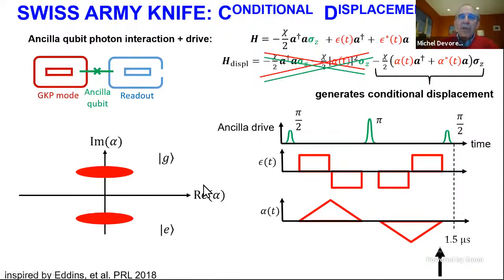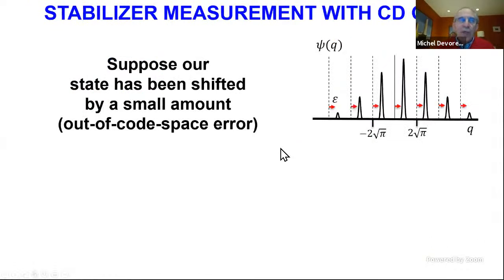And this is really the key to this conditional displacement gate, a sort of nulling out of all the unwanted terms that are generated by the drive. And with this gate, we can build superposition of squeezed states in the cavity, but we can also, using the gate in reverse, detect a small displacement.